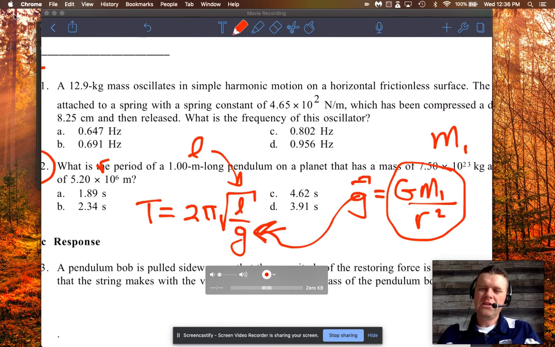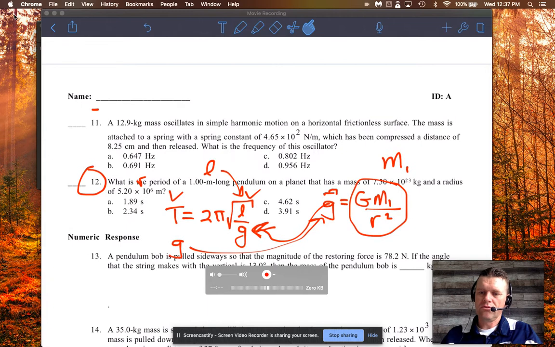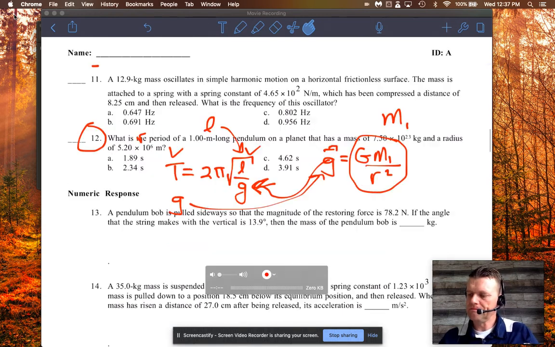Now it's really easy to go the other way. I could give you the period and the length of the pendulum, and then say, if you know the mass of the planet, what's the radius of the planet? You would solve this for little g, bring it over here and carry on. Just know that those two are connected. I don't think you'll have difficulty with that, because it's really easy to use a pendulum to figure out some cool things about a planet. Obviously it's all hypothetical, but little g is part of that relationship.